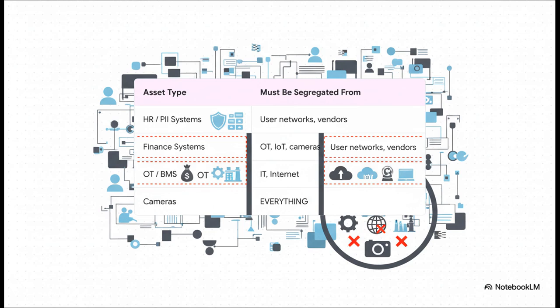Well, this matrix lays it out pretty clearly. Your HR systems with all that personal data, they have to be walled off from your regular user networks. Finance systems, keep them far away from your OT and IoT devices. But look at these bottom two rows, because this is where people get into trouble. Your OT and building management systems, they need to be completely separate from IT. And your cameras, man, those need to be segregated from literally everything.